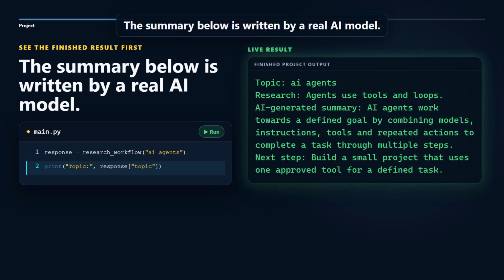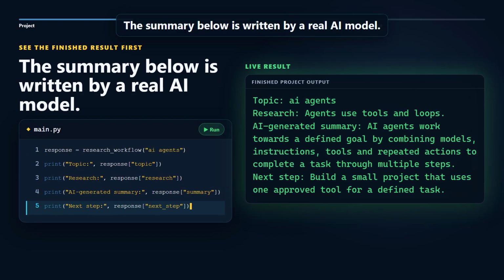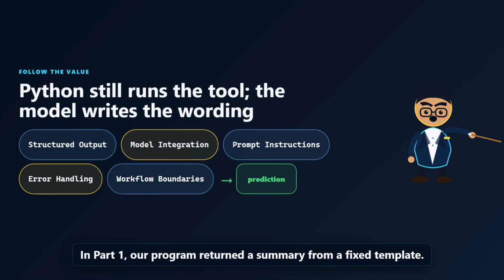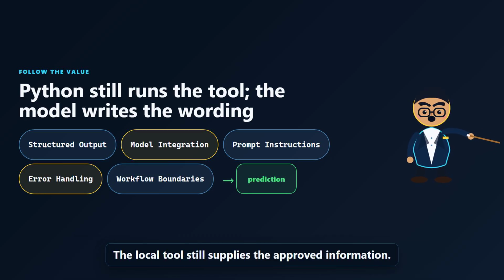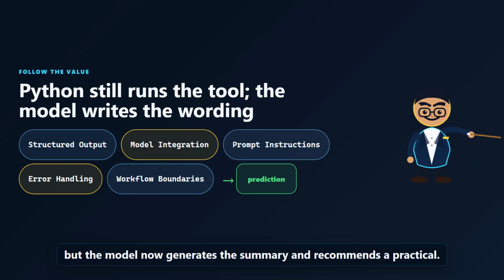The summary below is written by a real AI model. In Part 1, our program returned a summary from a fixed template. In this tutorial, we connect that workflow to a real language model. The local tool still supplies the approved information, but the model now generates the summary and recommends a practical next step.